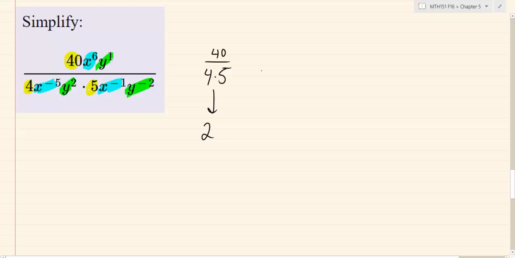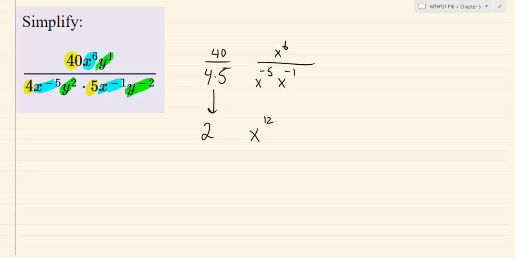All right, let's do the x's. So we got an x to the 6th, an x to the negative 5, and an x to the negative 1. This is where we have a discussion and you have to decide what you prefer best. This is equal to x to the 6th divided by, and let's just simplify this bottom part and just call it a negative 6. How do you want to handle that?